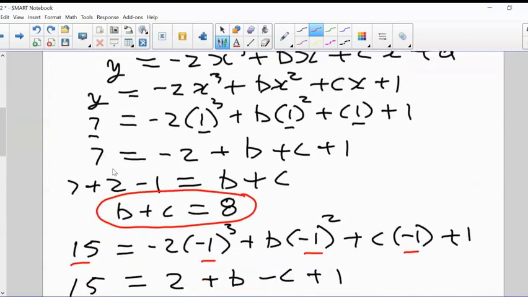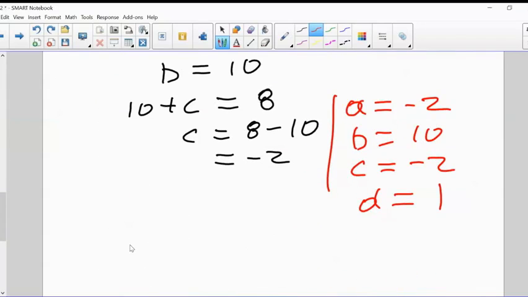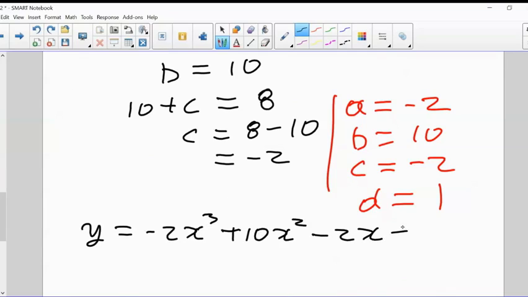So I'm ready to write my equation now. Here comes my equation. My equation says that y is equal to minus 2x cubed plus 10x squared minus 2x plus 1. You say there would be no c? Could you just say that? Okay, right. So the question is, is this equation right?